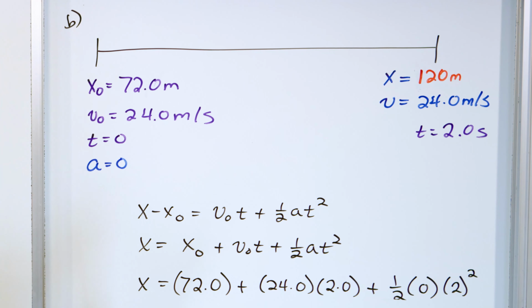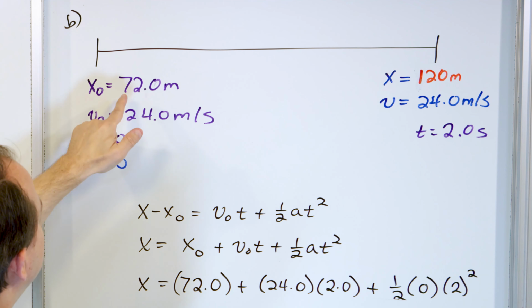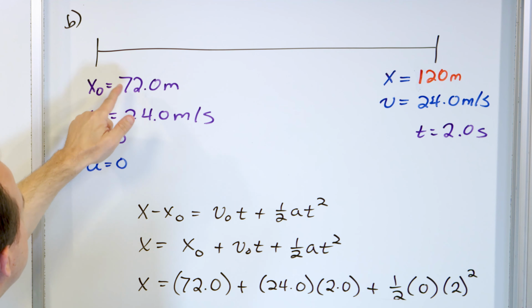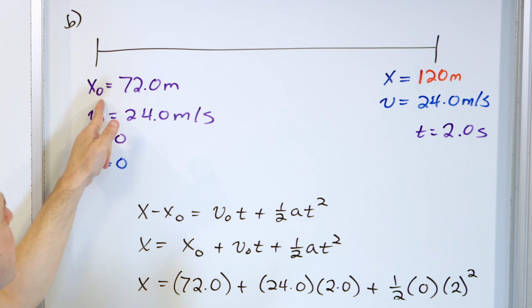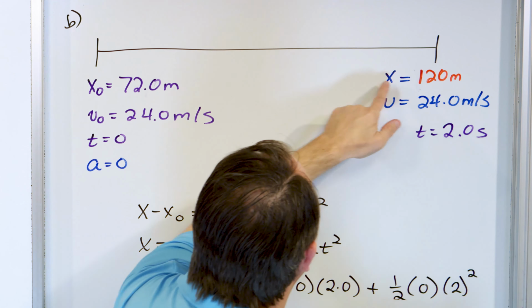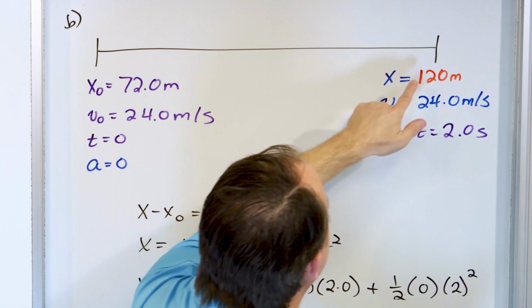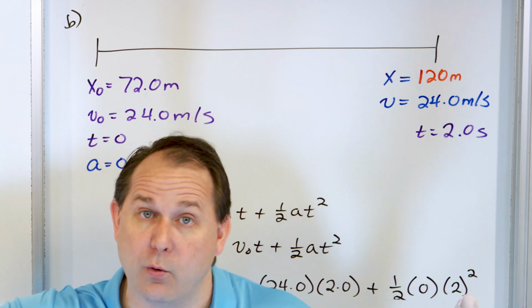But then over here, the x naught position was not 0. We said that the car started with an initial position of 72 meters, which means I'm already 72 meters away from the origin. That's where it started. But then when I ended up, this is a coordinate of 120 meters. It's not 120 meters away from here. It's 120 meters as a position coordinate from the origin.